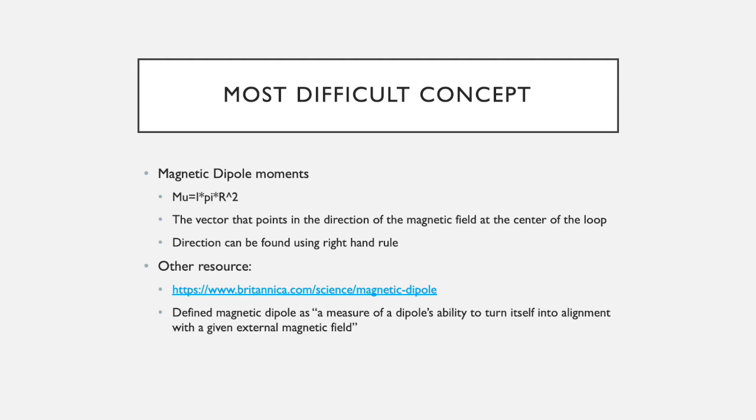My source was Britannica, and that source described magnetic dipoles further and defined the magnetic dipole moment as a measure of the dipole's ability to turn itself into alignment with a given external magnetic field. It also states that the magnetic dipole moments have dimensions of current times area, or energy divided by magnetic flux density.